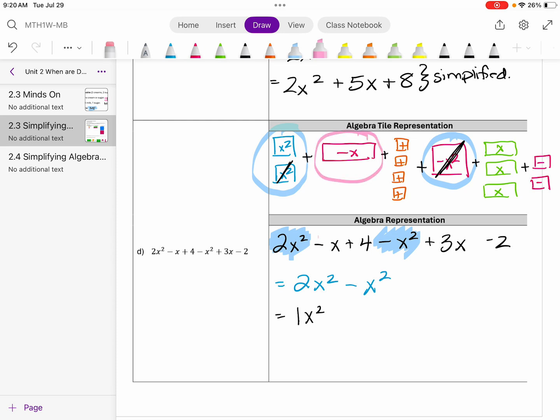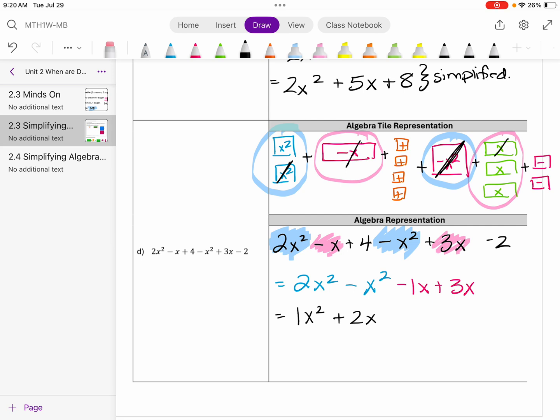I've got negative x, so there's one of those, and positive 3x. So I'm going to write those next to each other. Minus 1x plus 3x. Okay, let's simplify those. So this negative x makes a 0 term with this x. So I'm left with 2 x's.